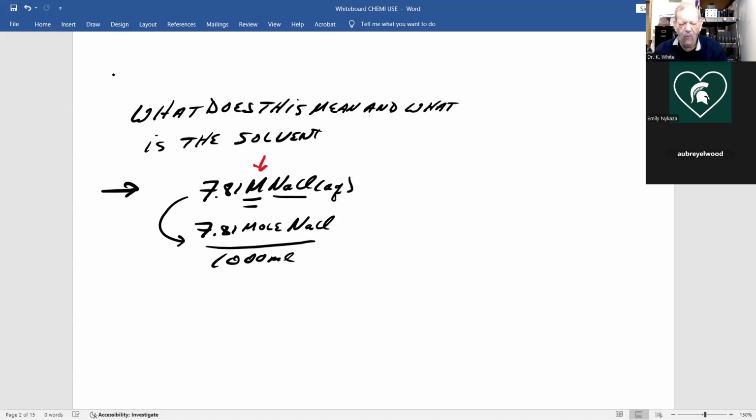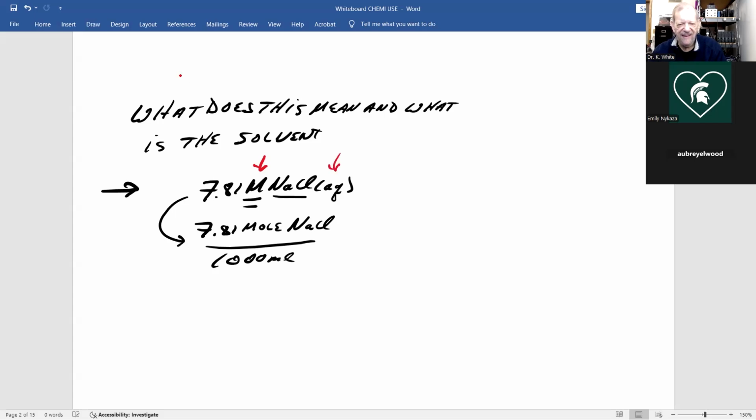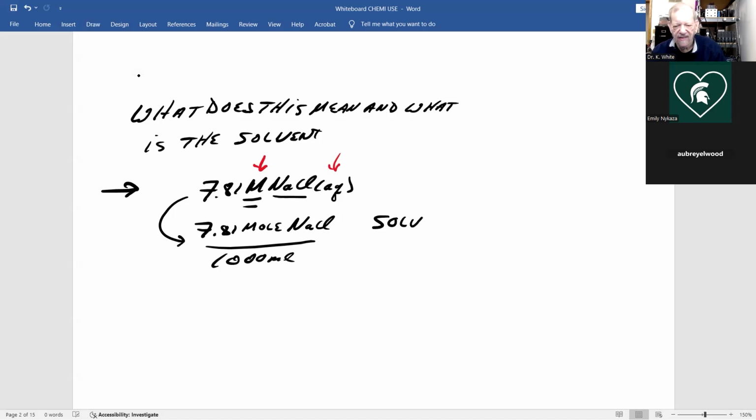Now, what's the solvent? And that's where you have bracket, AQ, close bracket. That tells you it's an aqueous solution. An aqueous solution, the solvent is water. And this is something you should know.